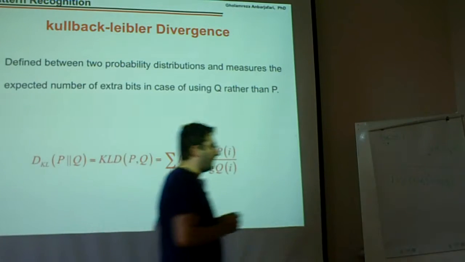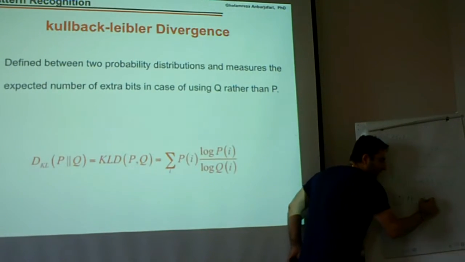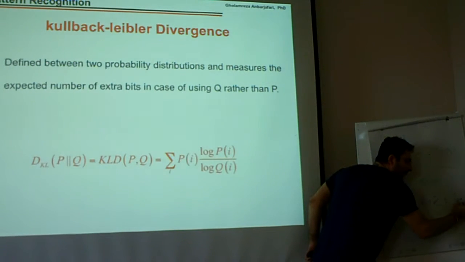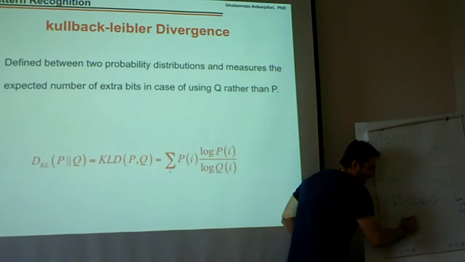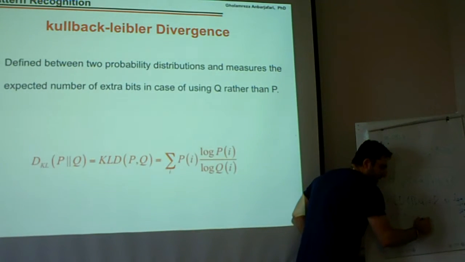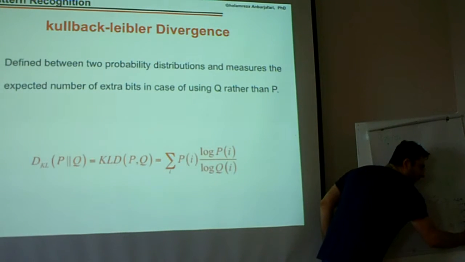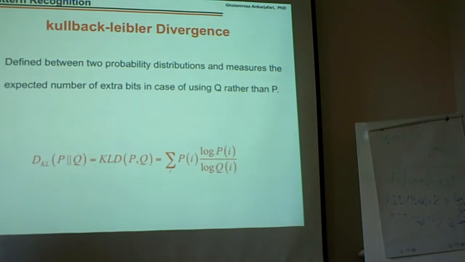Look, KLD of P and Q is P log 2 of P over log 2 of Q, and KLD of Q and P is Q log 2 of Q over log 2 of P. Now you tell me. No. They are not the same.